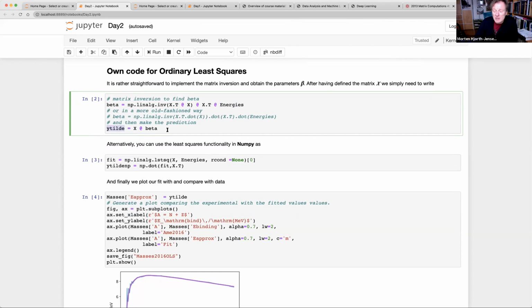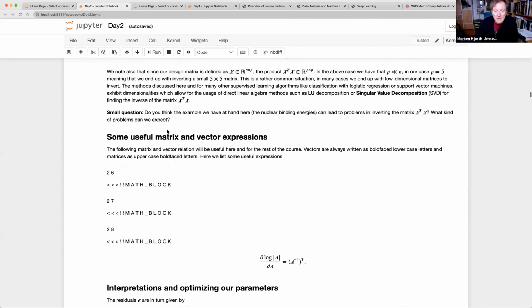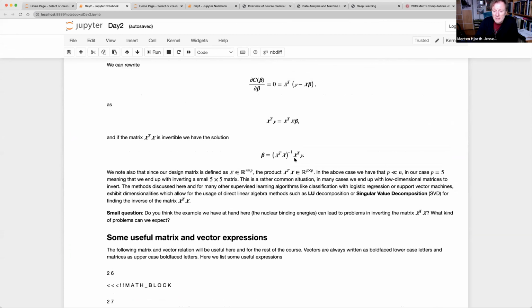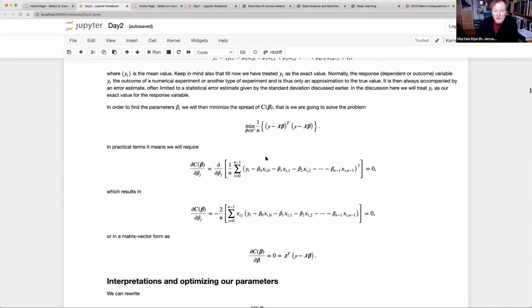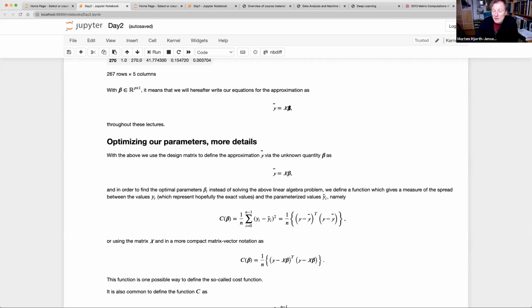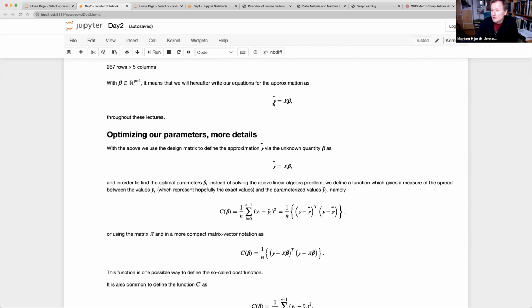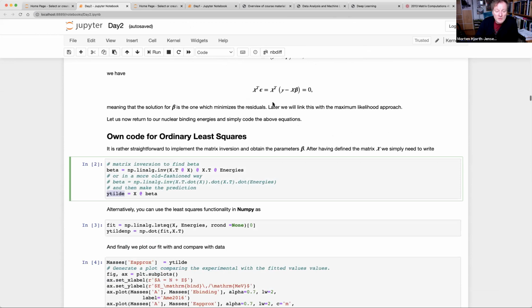If you go back a little bit, you see that up here your beta is given by this. So when you have the beta, you can go back and simply set up the prediction with beta. When you have found beta, the optimal one, which minimizes the cost function, then you have your prediction, the y tilde. So in the code here, if you scroll down a little bit, you see that this is my model, y tilde.